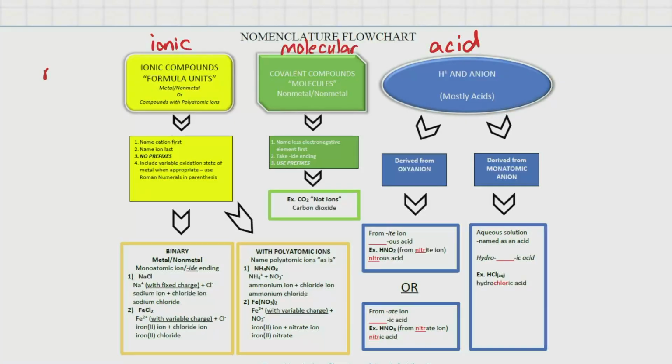We can tell that something is ionic because it's got a metal in it. It also has nonmetal in it, but the big key for ionic compounds is that we've got a metal in it. We also have our molecular compounds. Here it says covalent compounds. Our molecular compounds are nonmetals only. So there's no metal. And those are differentiated from our acids because our acids have H in front of the formula.